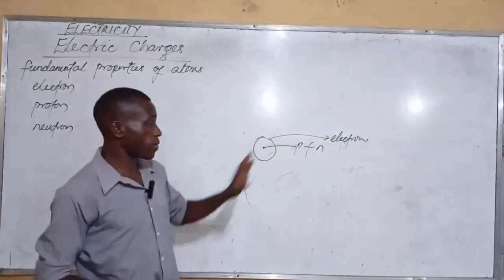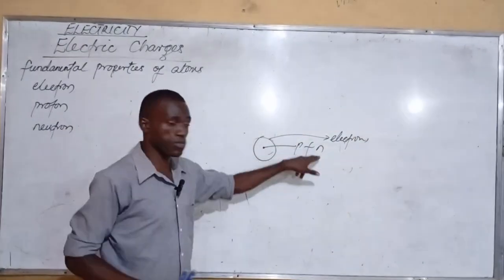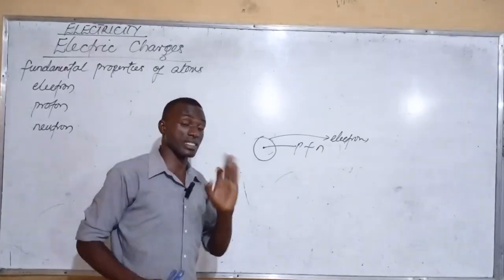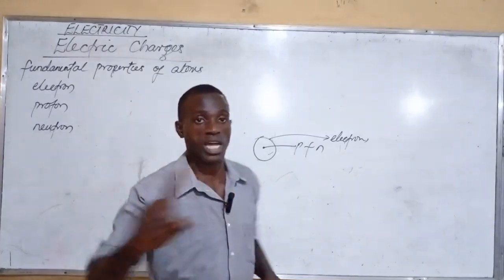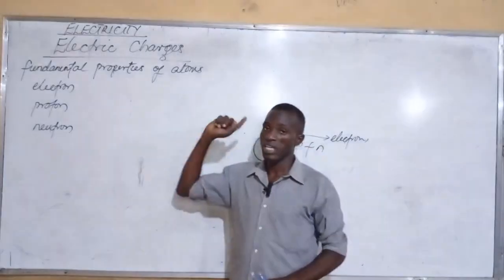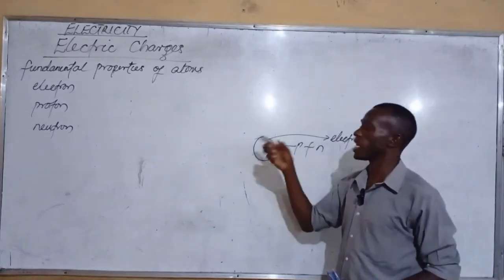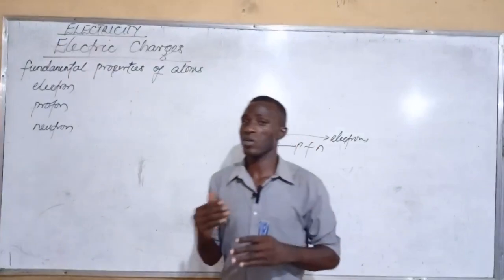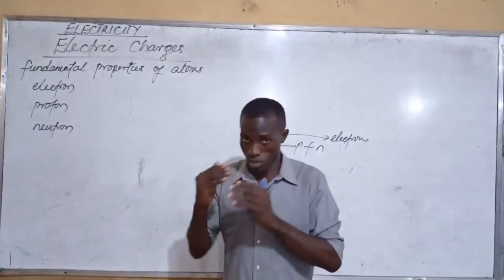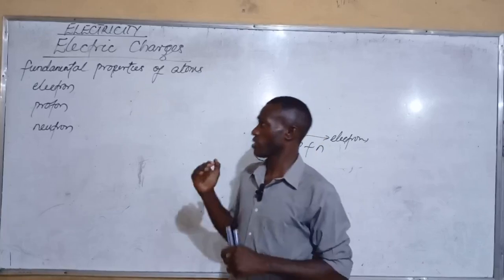We do know from here also that these two, protons and neutrons, are static, they are stationary, they're not moving, only electrons move. So you also need to understand, even in this context of static electricity, that only electrons move, only electrons get transferred from one object to the other.